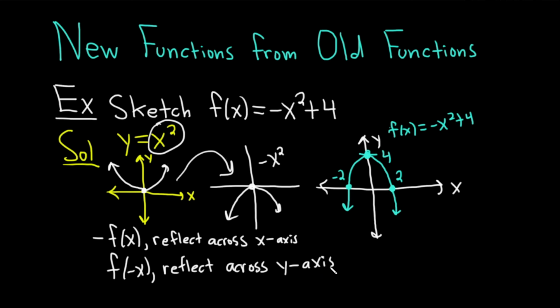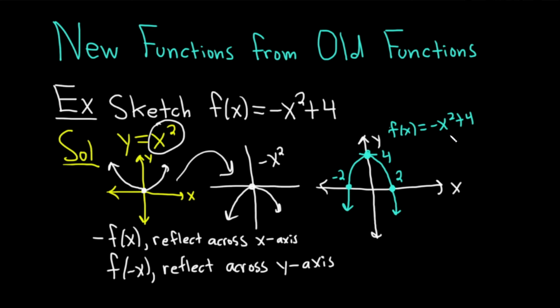There's a trick to memorize these. If the negative is in front of the y, you reflect across the x. If the negative is in front of the x, you reflect across the y. So you reflect across the other one. As far as this step here, whenever you add something to the entire function, you go up. If we had subtracted, we would have gone down.